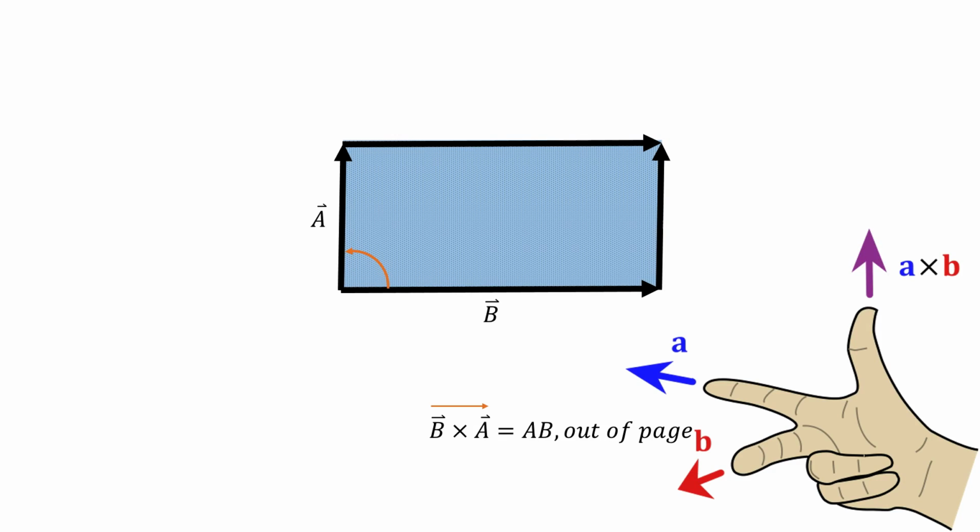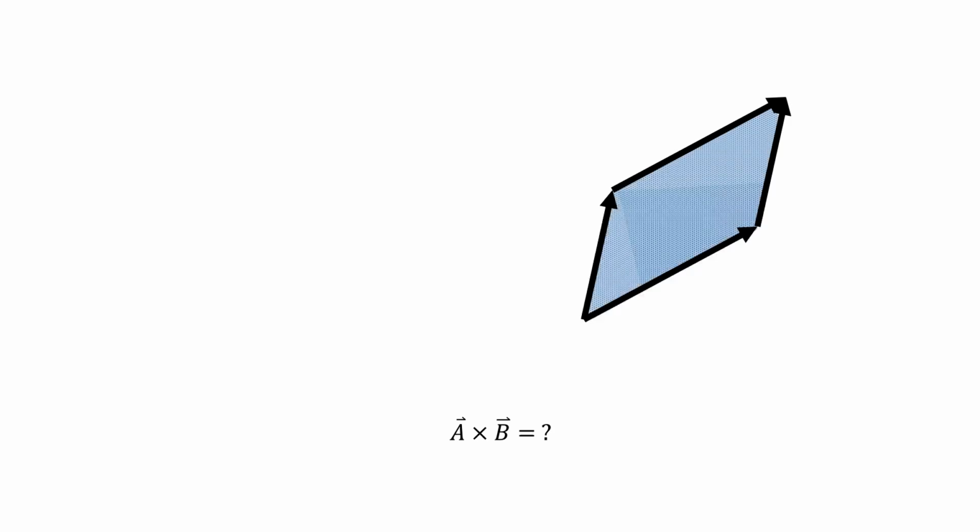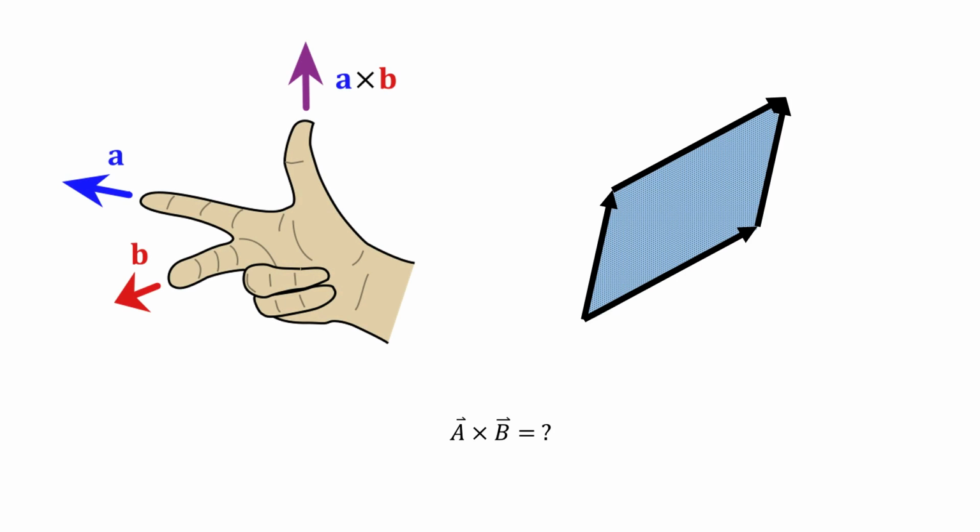If the vectors are not perpendicular to each other, the procedure will still work. The area enclosed by the parallelogram that the two vectors make is equal to the magnitude of the cross product. The direction is determined by using the right-hand rule.